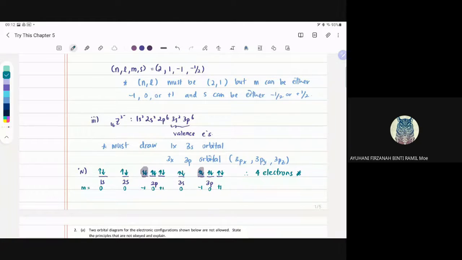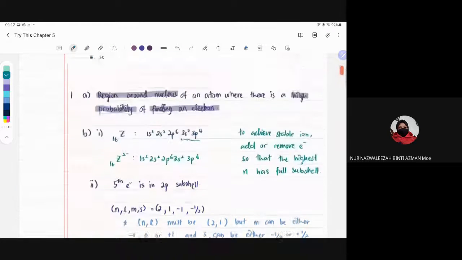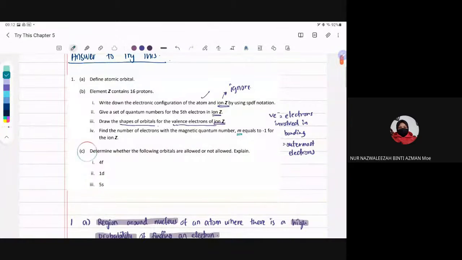Okay. Soalan nombor 4 ni ada soalan tak? Ada nak tanya tak? Any question? Faham tak macam mana saya kira yang M ni? Faham. Jelas, okay, good. Okay. So untuk C pula, soalan C, determine whether the following orbitals are allowed or not allowed and explain. For F, allowed. So kalau allowed, tak payah explain. Yang tak allowed je explain.